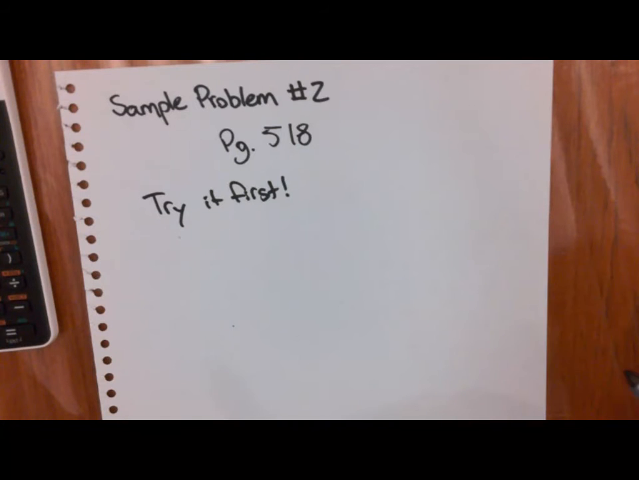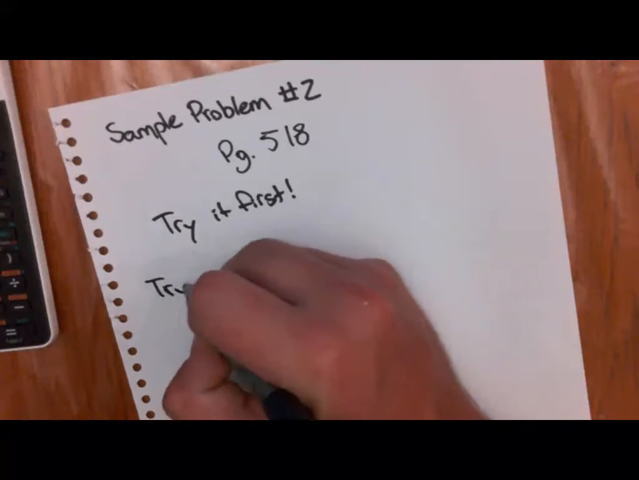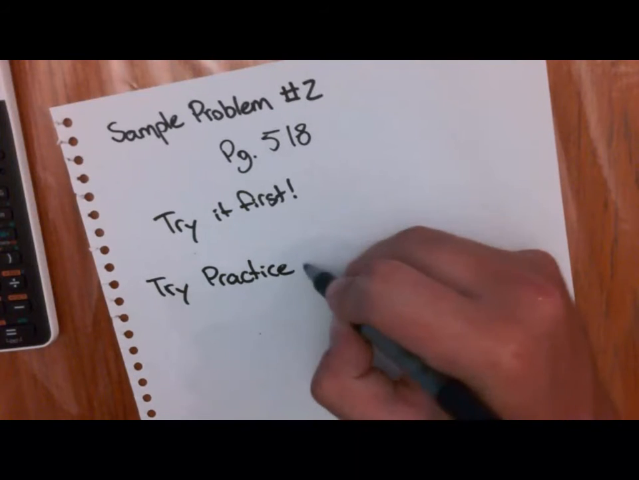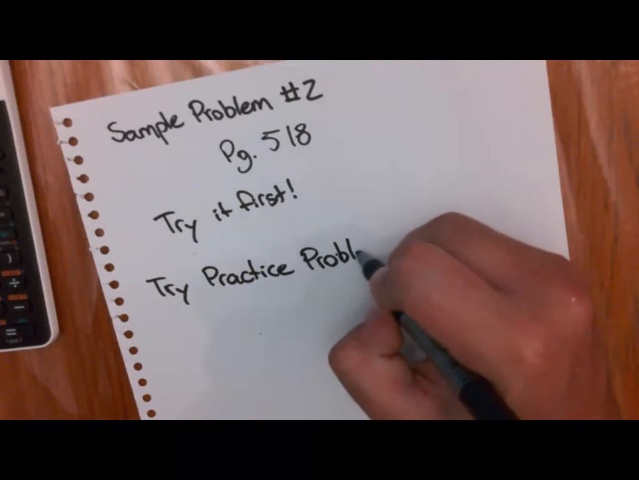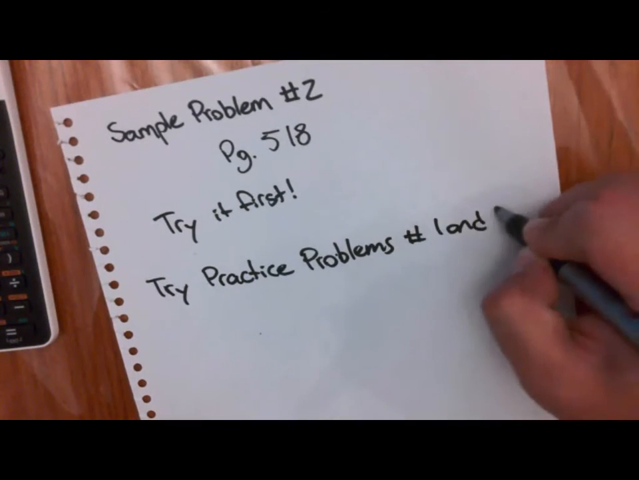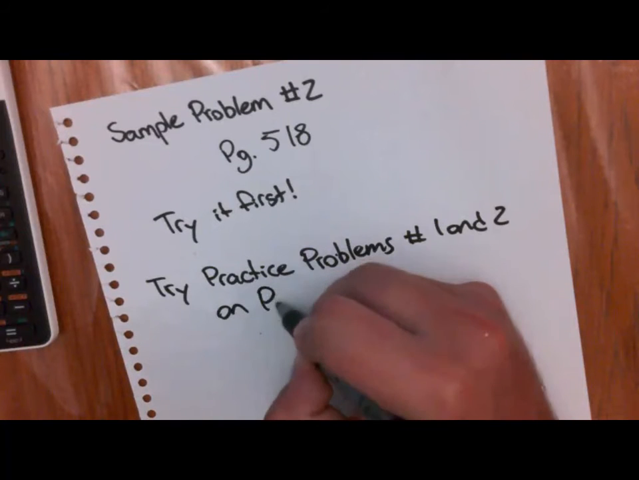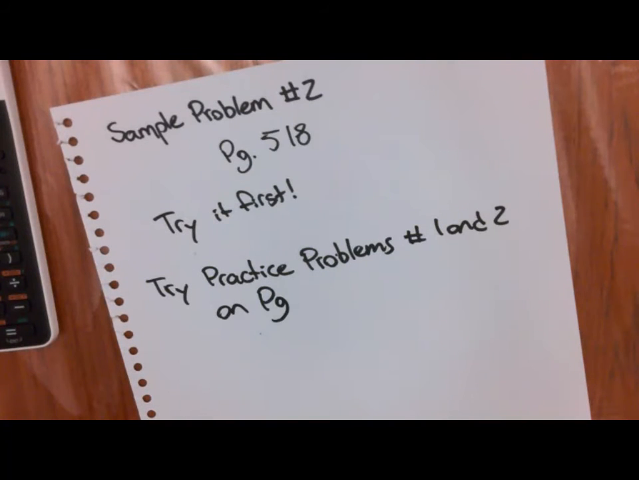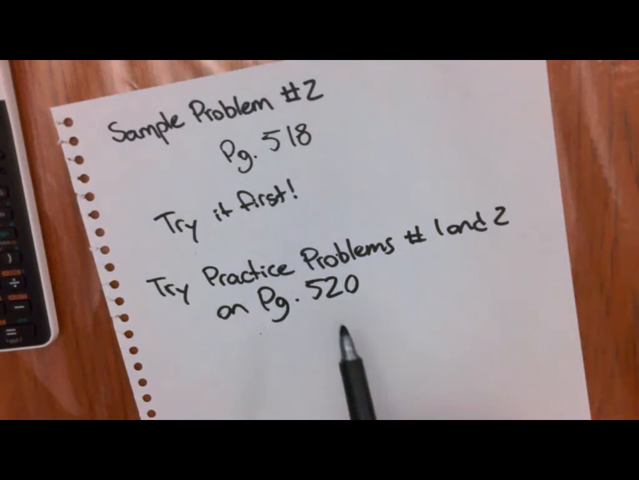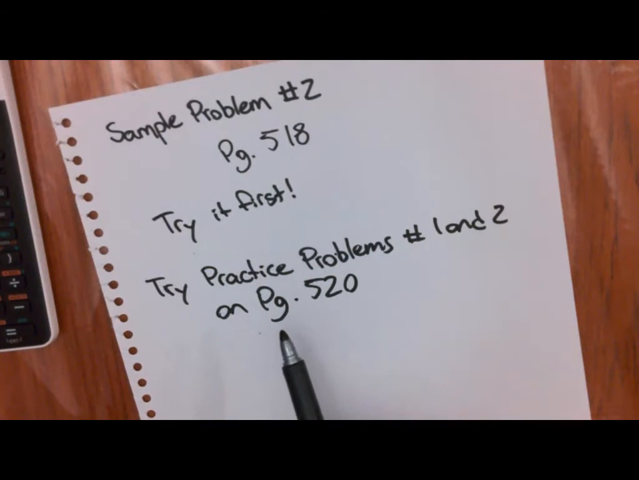All right. Once you're finished that, you can also try practice problems numbers 1 and 2 on page 520 of your textbook, and try those for homework and make sure that those are completed.